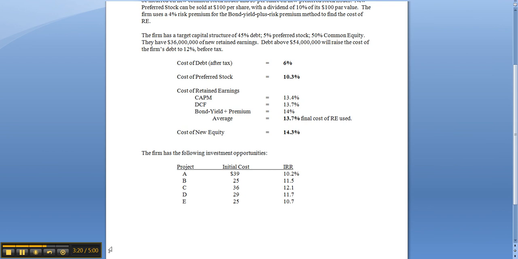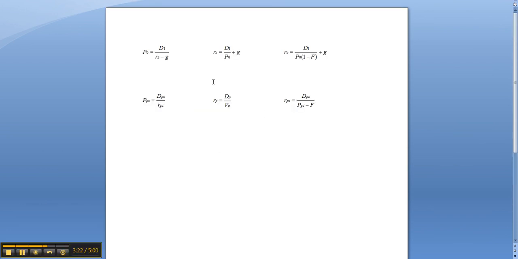Cost of new equity is using the DCF approach basically, and then you've got to adjust for flotation costs like you did for preferred stock. For common stock, flotation is generally given as a percentage amount, like a brokerage commission percentage, so you don't just subtract out the flotation cost. You multiply by 1 minus the flotation cost percentage to get the net price that you would get from selling your stock. So this is the equation you would use for cost of new common stock.